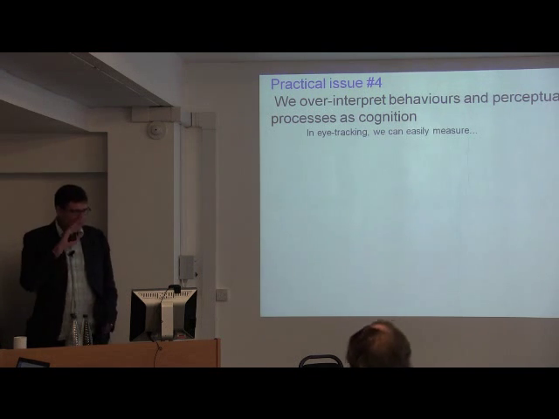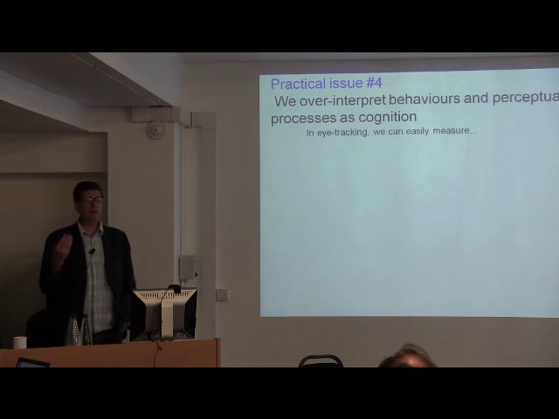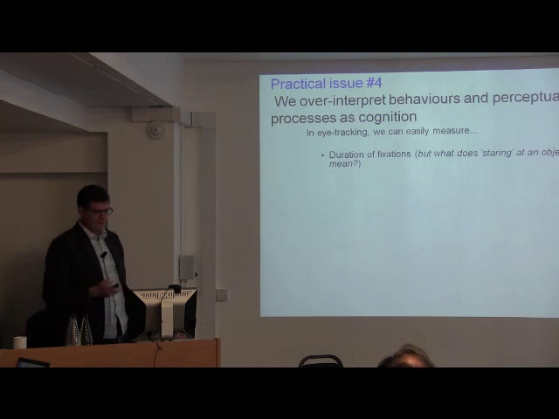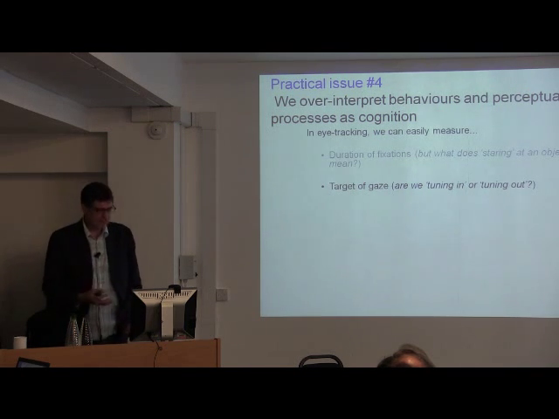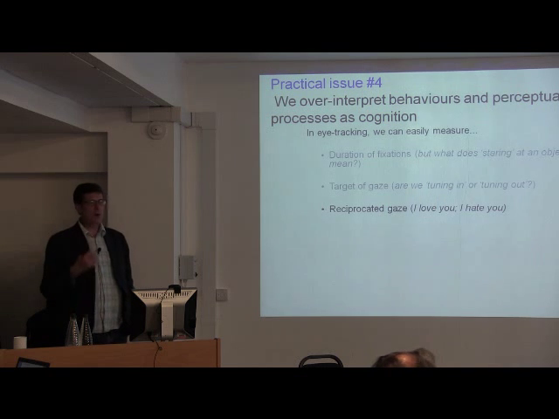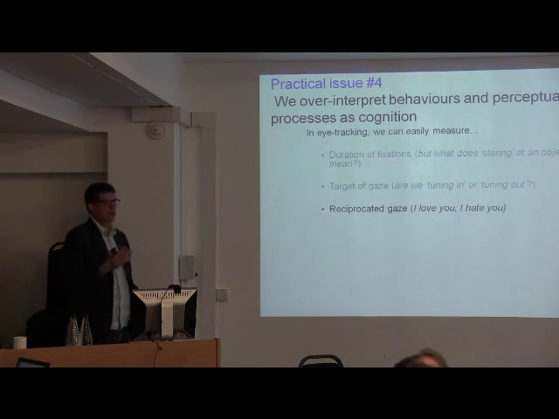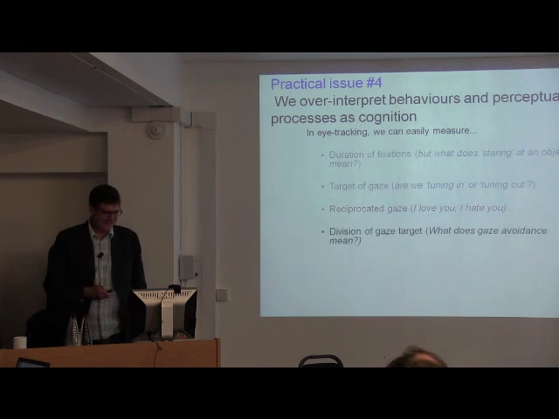We know that we overinterpret behaviors and perceptual processes as cognition. This is especially true with eye tracking, but with other things as well. In eye tracking, we can easily measure durations of fixation and targeted gaze, but we don't really know what that means. I know that Andreas mentioned this, of course, but we don't know what it means when people are looking at something in particular. We don't know what reciprocated gaze means, and that's an important interaction in eye tracking. We don't know if it means I love you, or I hate you, or I'm not even thinking about you, I just happen to be staring into space.